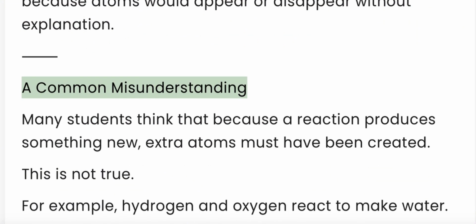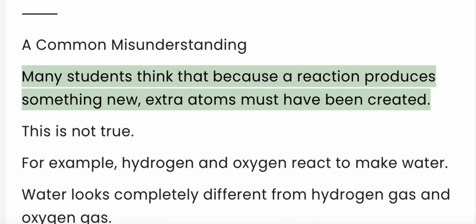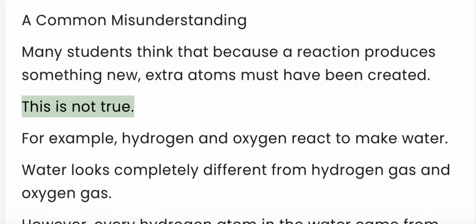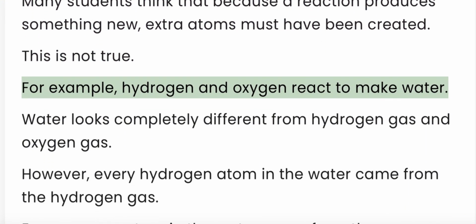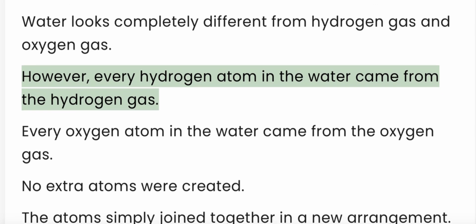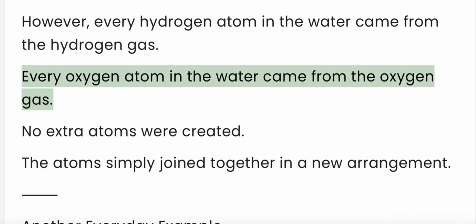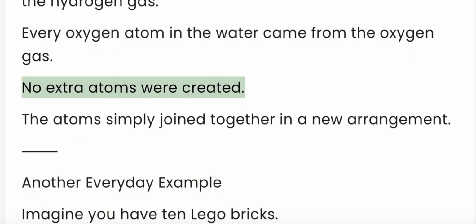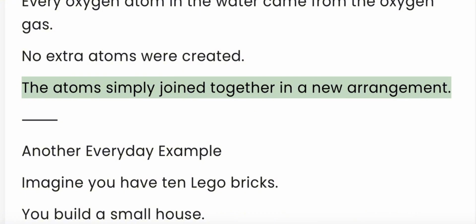A common misunderstanding. Many students think that because a reaction produces something new, extra atoms must have been created. This is not true. For example, hydrogen and oxygen react to make water. Water looks completely different from hydrogen gas and oxygen gas. However, every hydrogen atom in the water came from the hydrogen gas. Every oxygen atom in the water came from the oxygen gas. No extra atoms were created. The atoms simply joined together in a new arrangement.